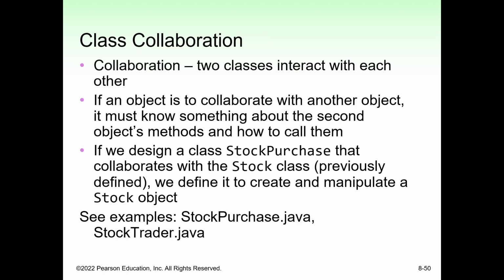And the last thing that we're going to talk about is class collaboration, and exactly what it means. Class collaboration is when two classes interact with each other, so if one object is collaborating with an object from a different class, it must have some sort of an idea on how to collaborate with that object, right? So it needs to have access to the second object's methods, and it should know how to call them.